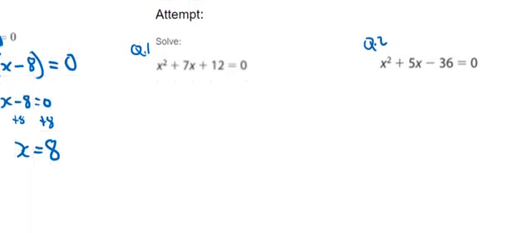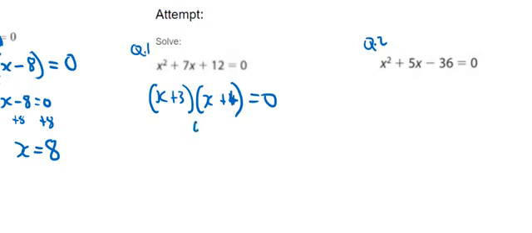So first one here, x squared plus 7x plus 12 equals 0. So I'm going to factorize the part on the left hand side first, so x and x. So two numbers that would multiply to give me 12 but would also sum to give me 7 are plus 3 and plus 4. So then we've got two possible answers, so either x plus 3 equals 0 or x plus 4 equals 0.